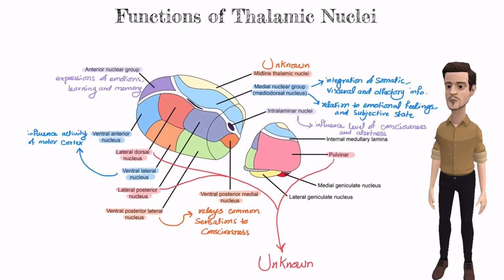The next one is the medial geniculate body. It receives fibers from the inferior colliculus and lateral lemniscus, from both ears but predominantly the contralateral ear, and sends fibers to the superior temporal gyrus. Its function is hearing. The next one is the lateral geniculate body. It receives fibers from the optic tract and sends fibers to the visual cortex of the occipital lobe. Its function is visual information from the opposite field of vision.